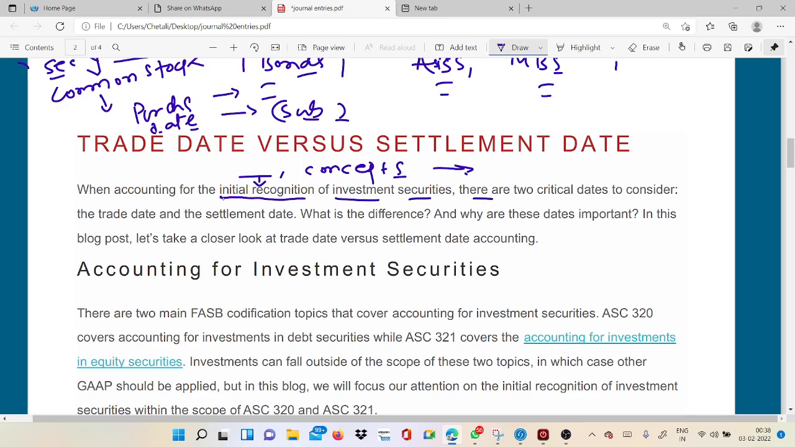Then there are two critical dates to consider. One is the trade date and the other one is the settlement date. So what is the difference, and why are these dates important in this blog? Let's take a closer look at trade date versus settlement date accounting.